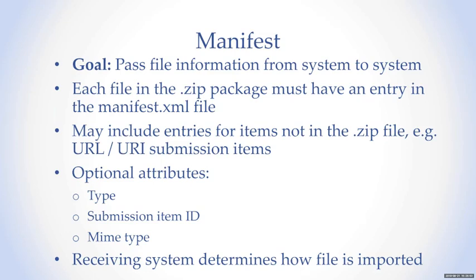Every file that's included in the zip package must have an entry in the manifest file. But you can also have additional entries in the manifest file that don't represent a physical file. An example would be a link to a web page or a link to a data set, included as part of the submission, but you're not bringing the whole file in, just a reference. We are also including some optional attributes about the type, submission item ID, MIME type, and so forth. But the receiving system, as I said, needs to figure out what to do with those files once they land on its FTP server.